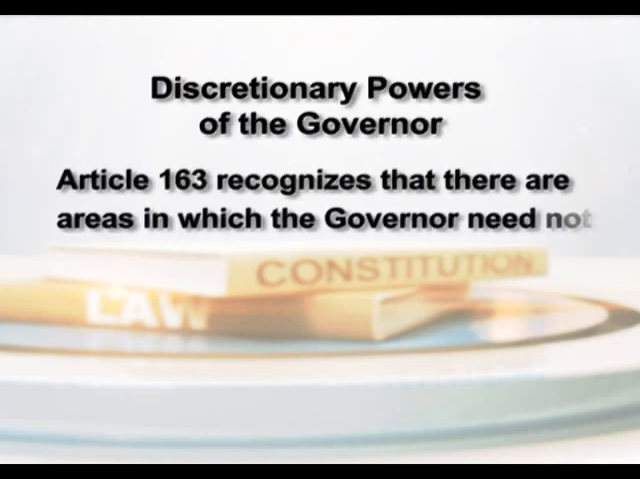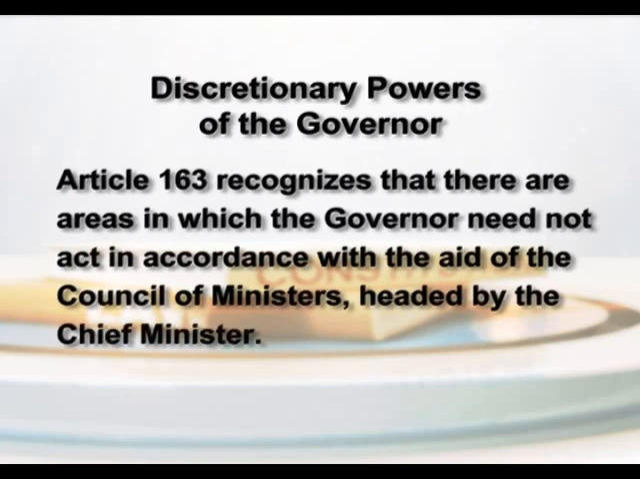Article 163 expressly recognizes that there are areas in which the governor need not act in accordance with the aid of the Council of Ministers headed by the Chief Minister. Rather, he might act independently of the ministerial advice.